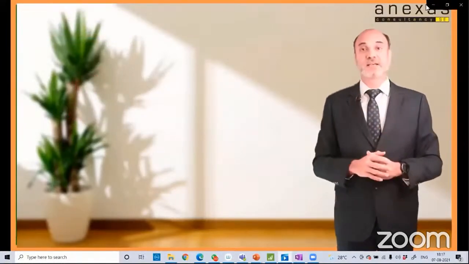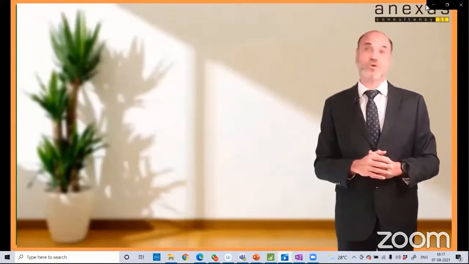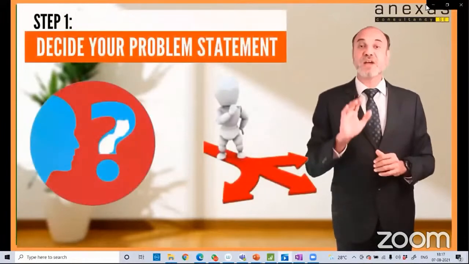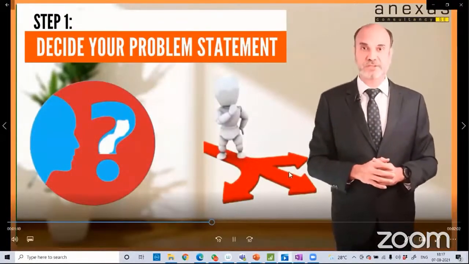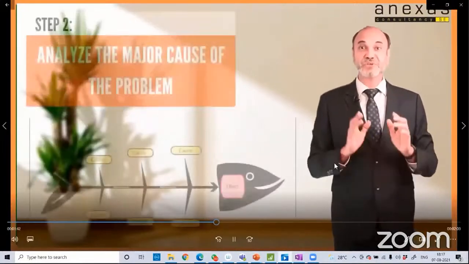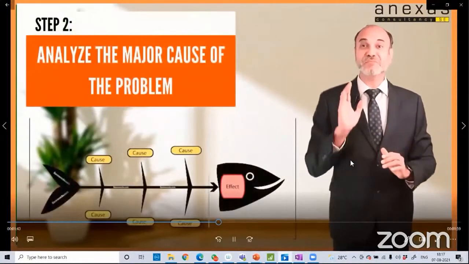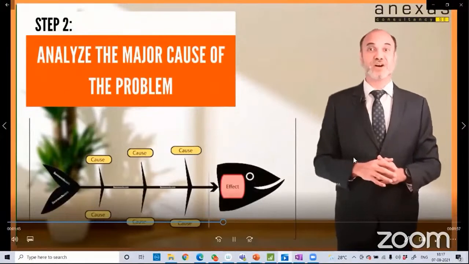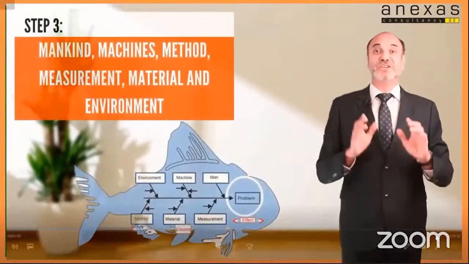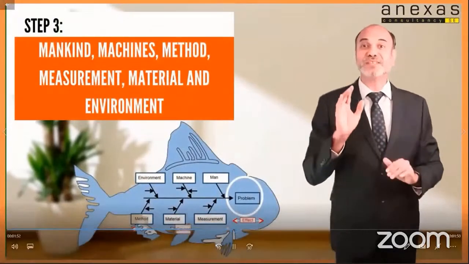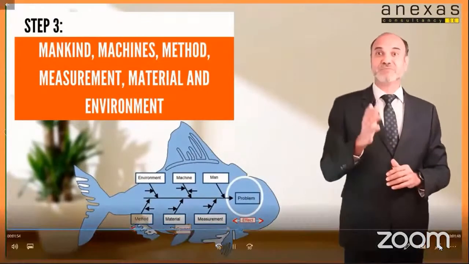So how can you do that? Let us look at the steps while you construct the cause and effect diagram. Step number 1, you start by deciding your problem statement and write it on the center within a box. Step number 2, you should analyze the major cause of the problem and write them down next to the problem statement horizontally.